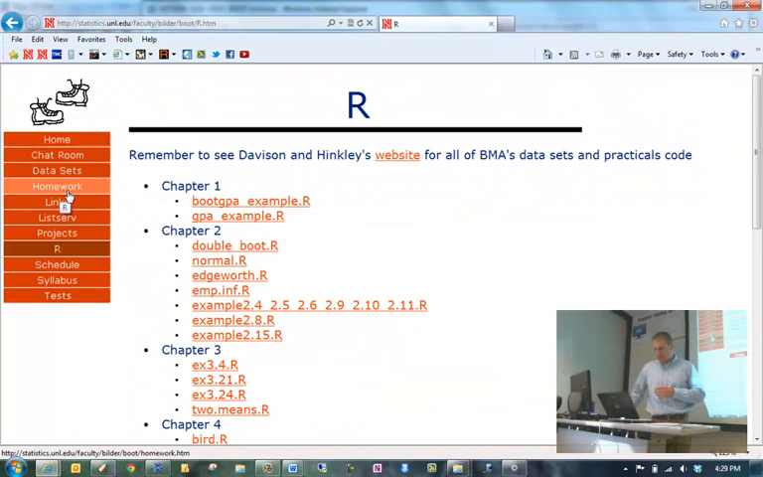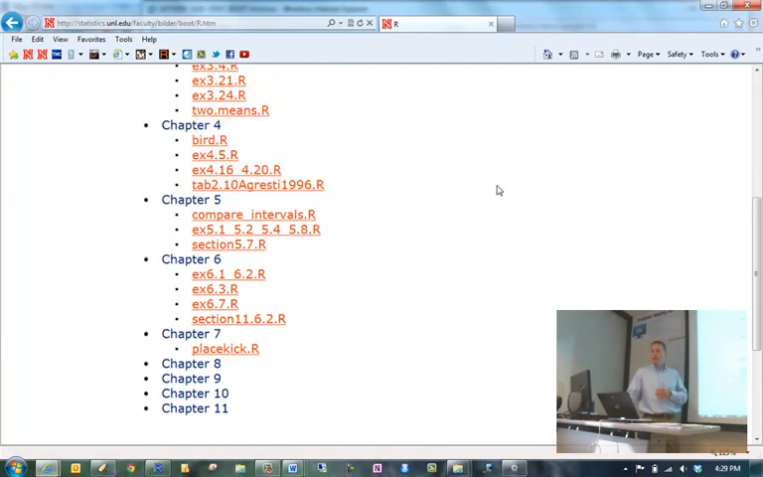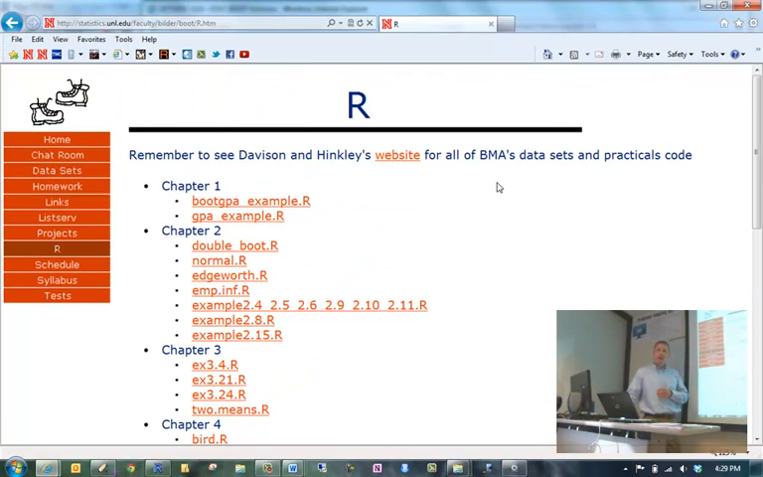Let's talk about R. Here are all the programs that we're going to be looking at during this semester. Again, during a test, you will have access to this. You will not have access to my lecture notes. It is a closed book, closed note exam, except that you can use my R programs. Anything that we do in R will be in those programs. Are there any questions about the website?